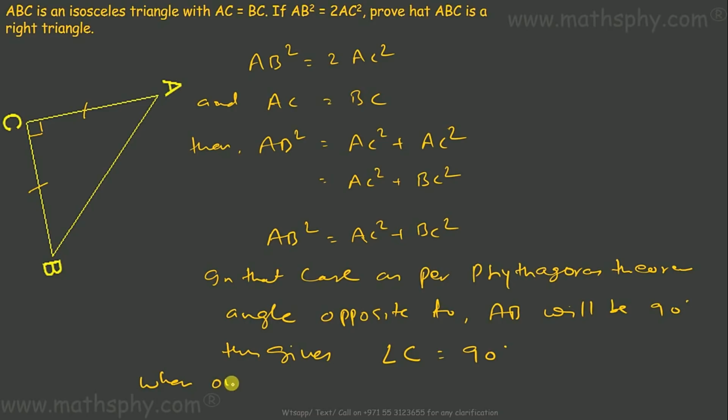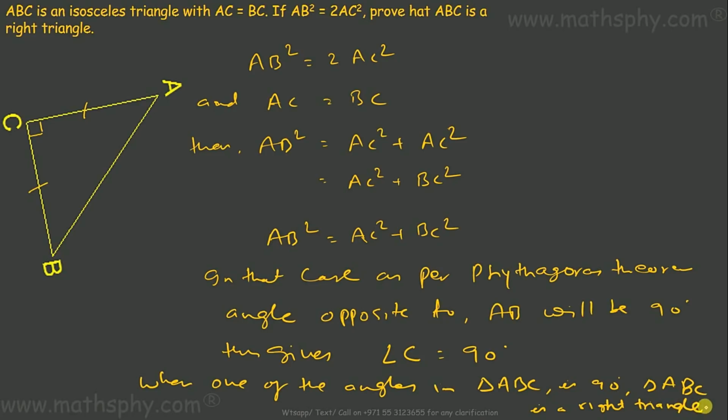When one of the angles in triangle ABC is 90 degrees, triangle ABC is a right triangle at angle C. That's what we had to prove. Prove that ABC is a right triangle. We have proved ABC as a right triangle.